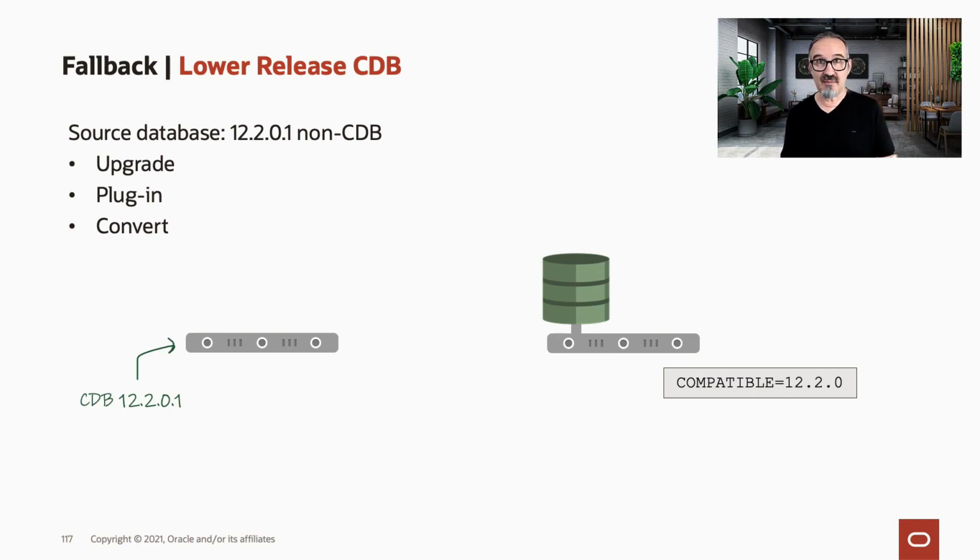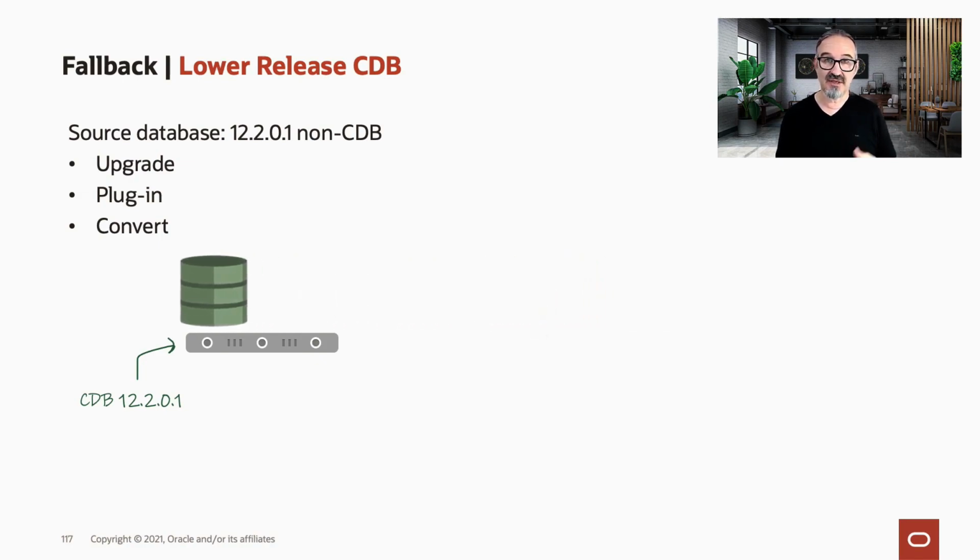We can have a CDB 12201 and we can run downgrade scripts. So we get downtime now and we run downgrade scripts. And once the downgrade scripts are finished, we can unplug and plug and then finish the downgrade afterwards in the source environment. We will show you in the next chapter how that works in detail.